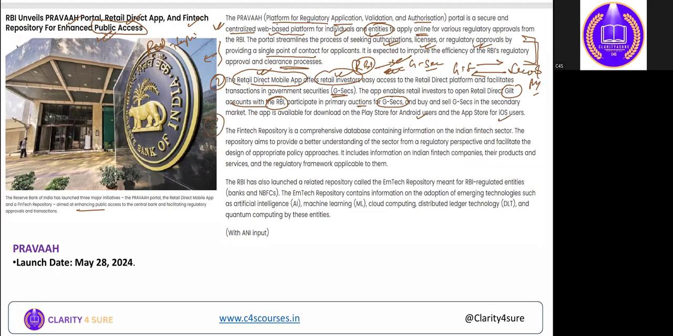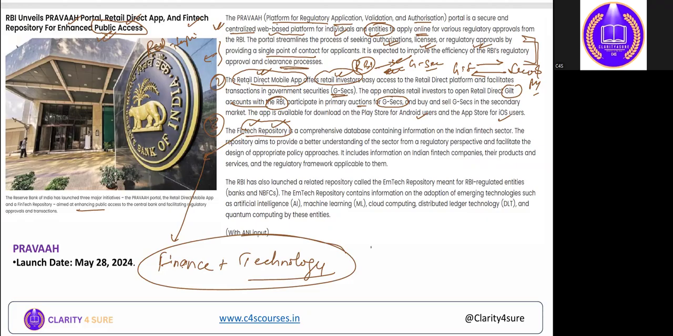Now, coming to the third initiative, the fintech repository. Fintech is formed by two terms, that is finance plus technology. Okay. So fintech repository means something like a library type of thing. Okay, repository, it's a comprehensive database containing information of Indian fintech sectors. The repository aims to provide better understanding of the sector from the regulatory perspective and facilitate the design of appropriate policy approach.